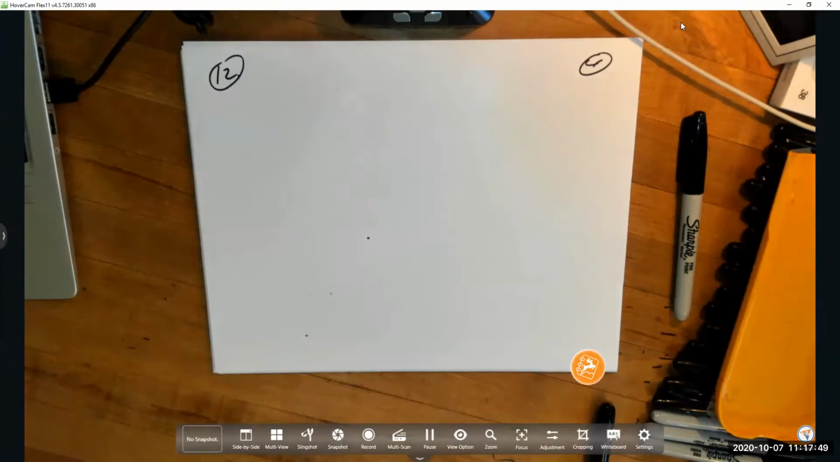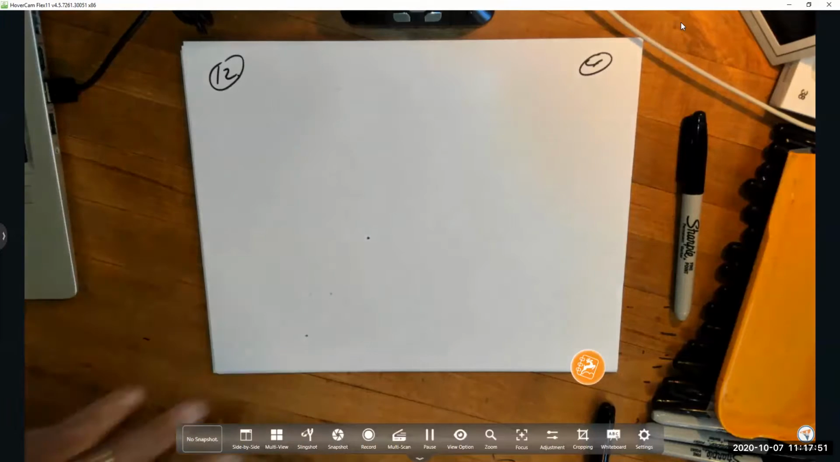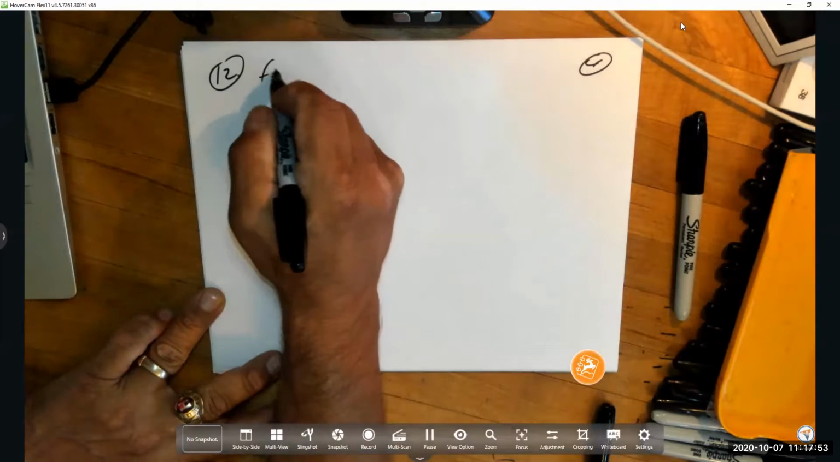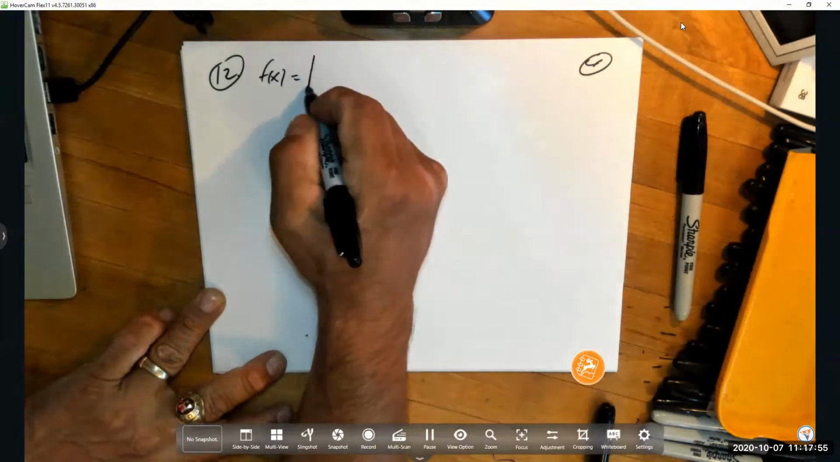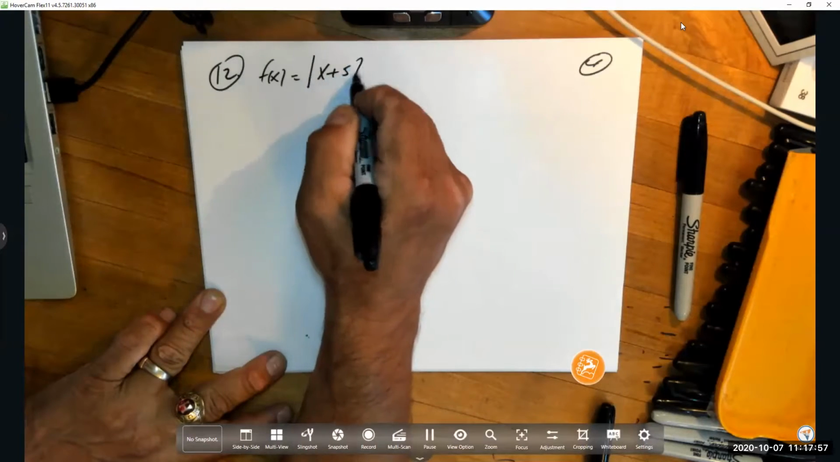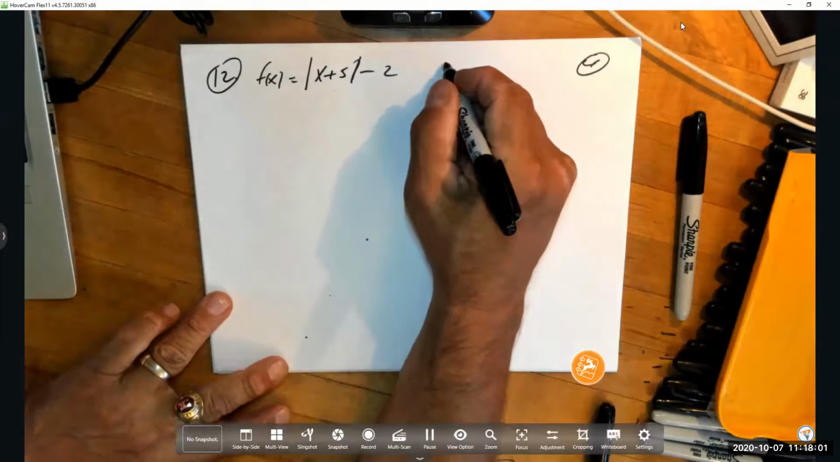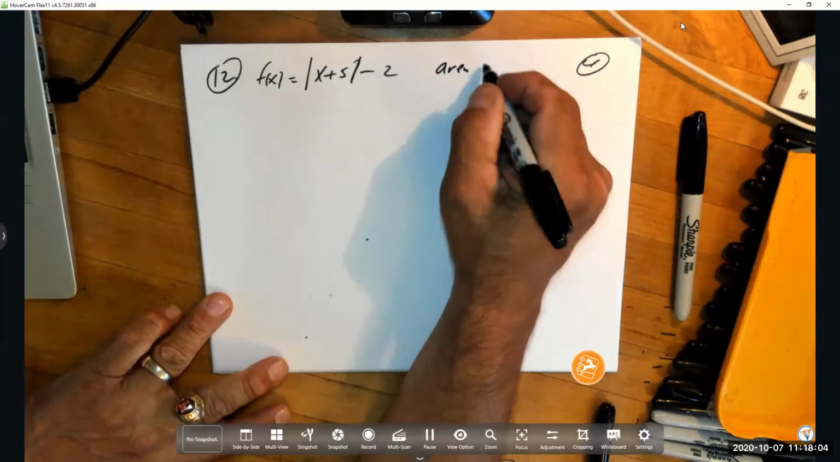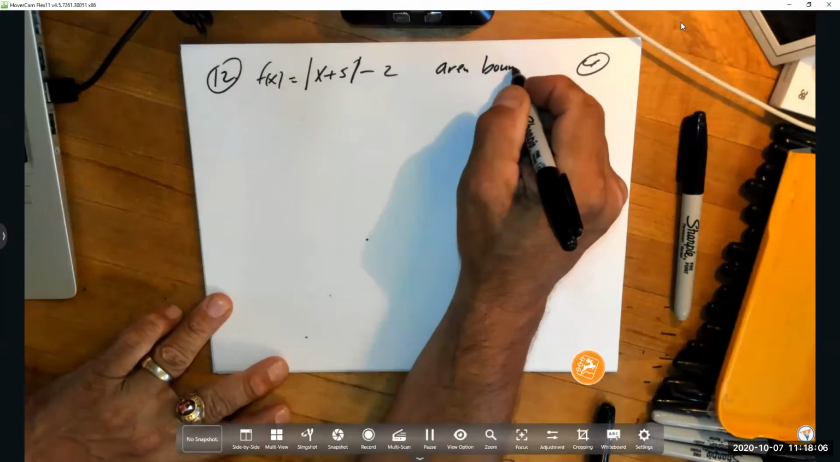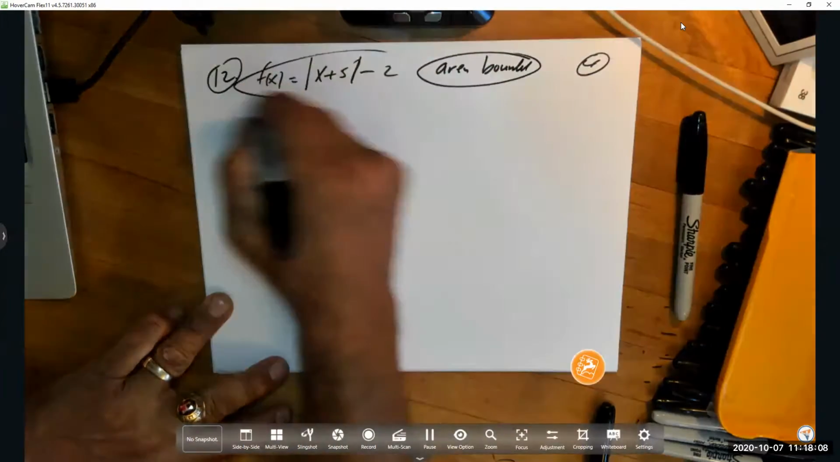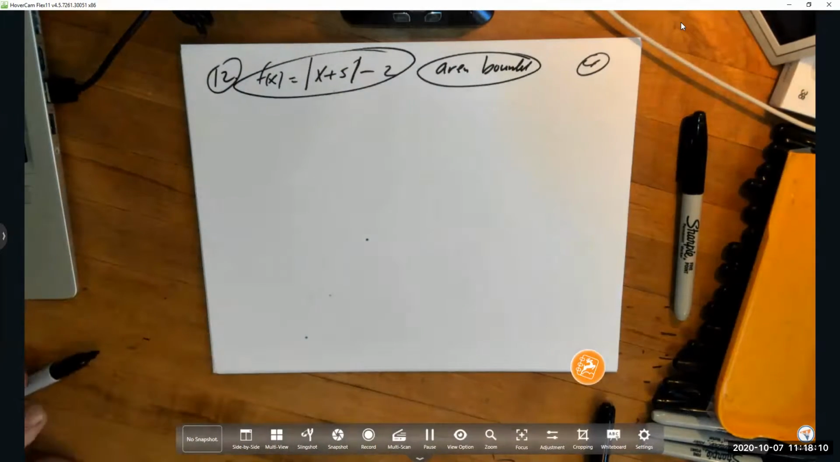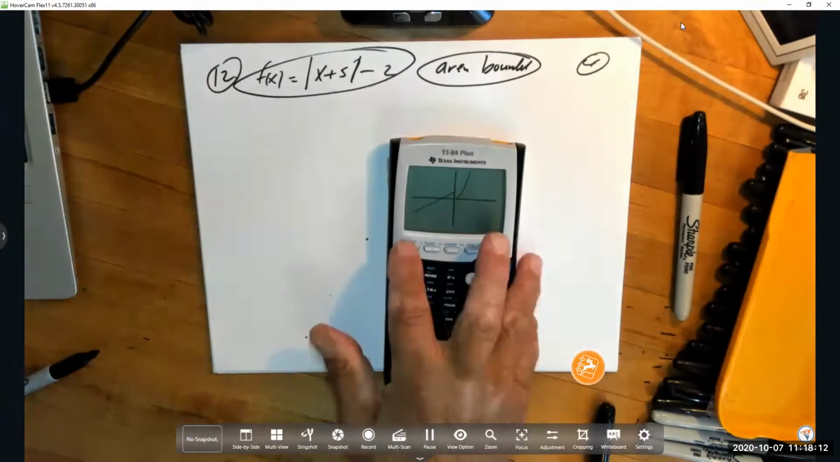Ready? Question number 12. It says first you need to graph this thing here: absolute value of x plus 5, minus 2. And then it says find the area bounded. We'll do that later. Let's just do this part first. Should I do it in a calculator? Already graph this thing.